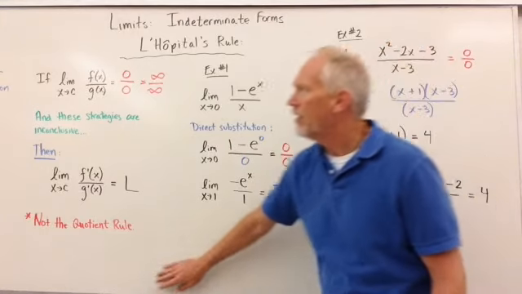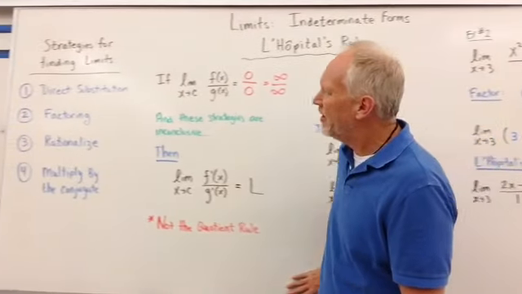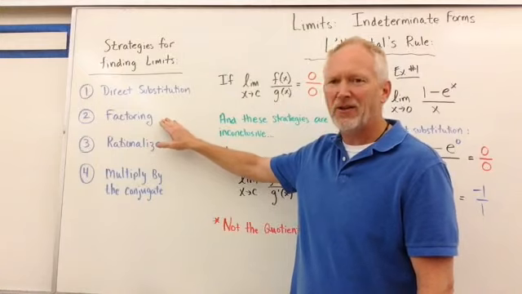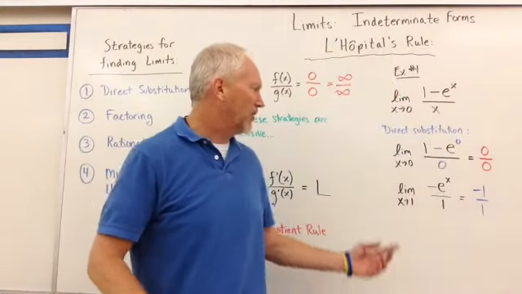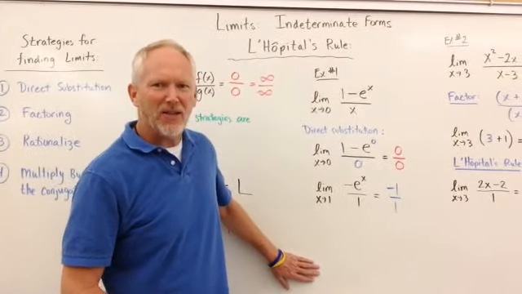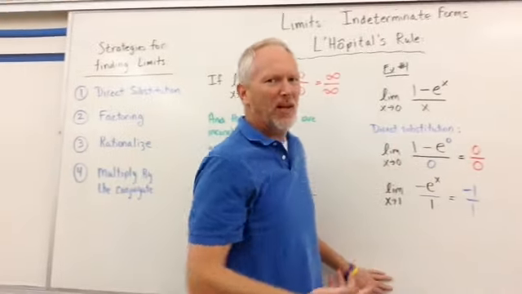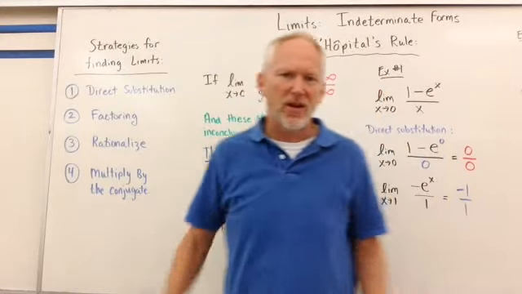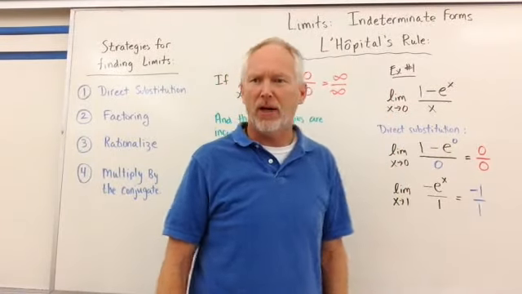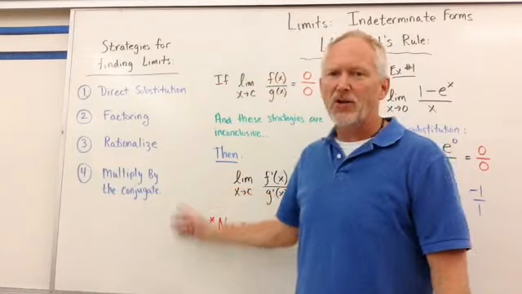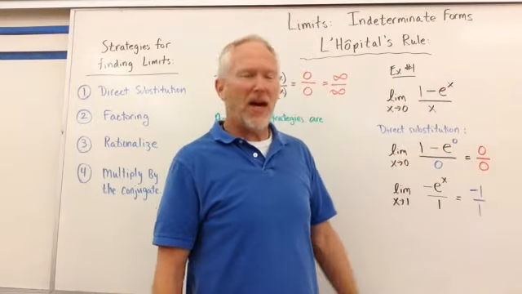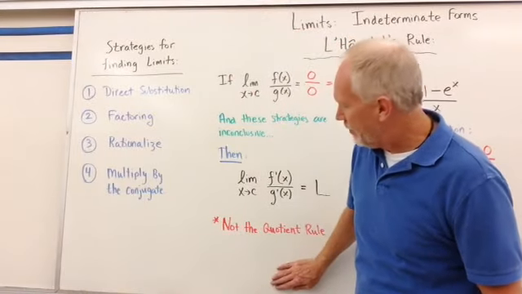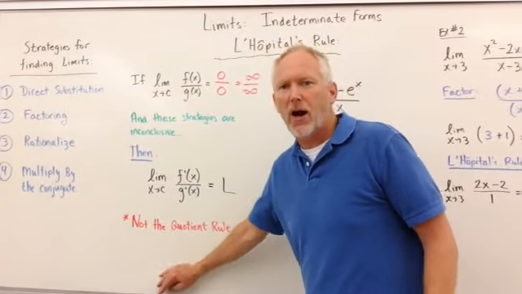Now, I go to my strategies maybe, and I think, well, let's see. I tried direct substitution. That doesn't work. Can I factor it? Nah, it's not really something we can factor. I mean, 1 minus e to the x, over x, can't really factor that. Then I ask, can I rationalize it? Well, there's not really a lot to rationalize in that denominator. Multiply by the conjugate, 1 plus e to the x? I don't know that that's going to help either. So I'm going to go with L'Hopital. Let's give it a whirl.